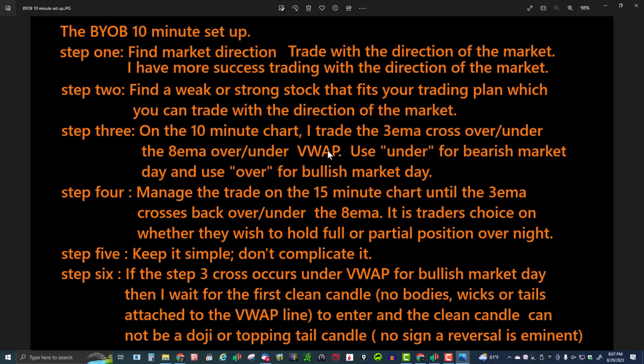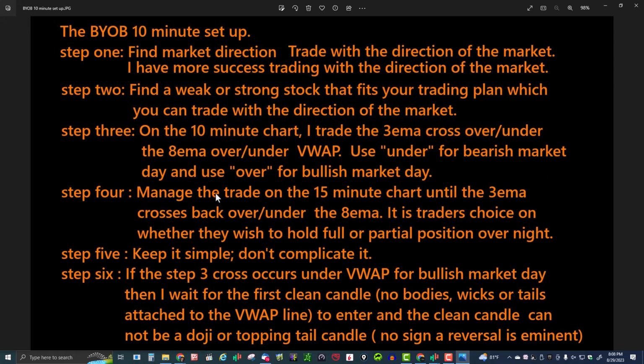Under or over VWAP. Okay, so this is a little confusing. We use under for bearish markets and we use over for bullish markets. So when the 3 EMA crosses over the 8 EMA and it happens over VWAP, that's my entry. All right? For bearish markets, when the 3 EMA crosses under the 8 EMA and this cross happens under VWAP, we use that for bearish markets.